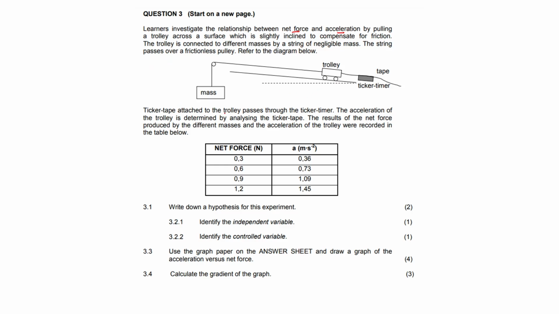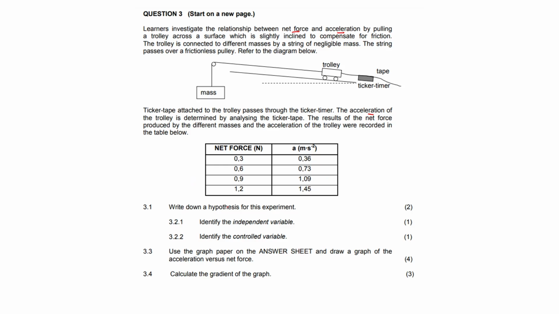Ticker tape is attached to the trolley and passes through the ticker timer. The acceleration of the trolley is determined by analyzing the ticker tape. The results of the net force produced by the different masses and the acceleration of the trolley were recorded in this little table here. We have the net force and we have its acceleration at the different masses.